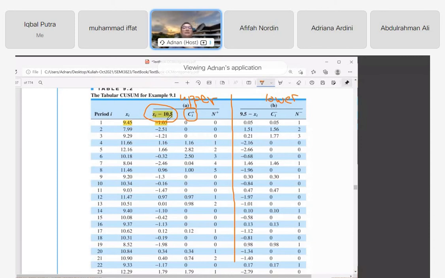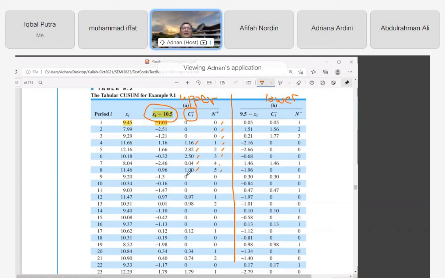So these values, and then you get the C plus, and then this is the counter, the counter of the values. So you have 0, 0, 0. So the counter N plus is still 0. But this is the first point that is above the center line, so the count is 1. And then the number keeps increasing: second point, third point. So N is just a counter. So it's 4 points, and the fifth point.